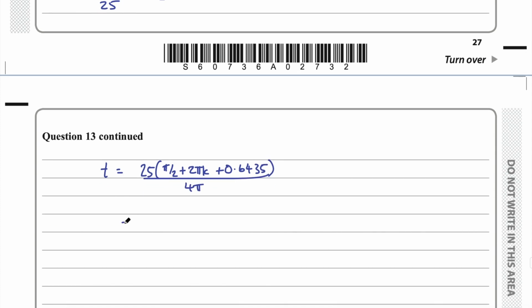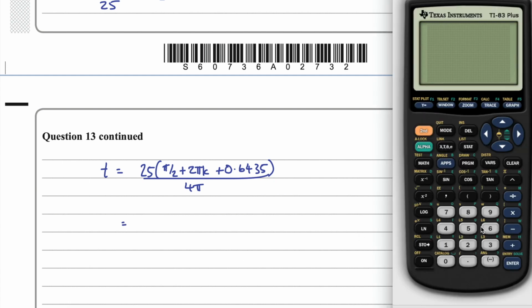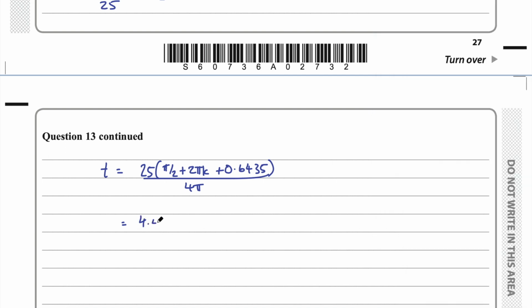Okay, so luckily we have a calculator to do all of that for us. So the first t value will be just pi on 2 plus 0.6435. So this is 25 times pi on 2 plus 0.6435. And I might just find that and then divide by 4 pi. If you have a fraction button on your calculator, that might come in handy at this point. So for the first t value, I get 4.405. That's clearly not in the afternoon. So I'm going to write it down, but I'm not going to bother with it too much.